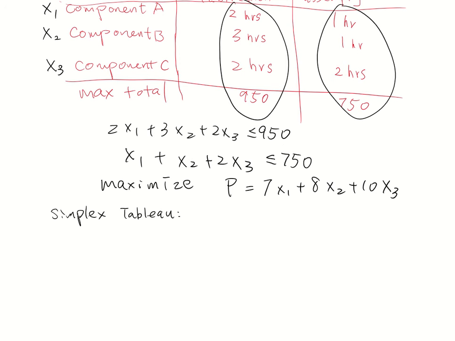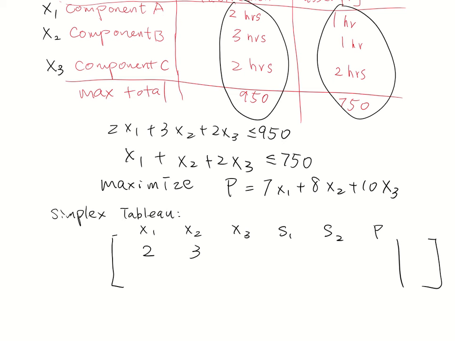To turn this system into a Simplex Tableau, we will add the slack variables S1 and S2 for each inequality. So for the variables, we have x1, x2, x3, s1, s2, and P. This is an augmented matrix.